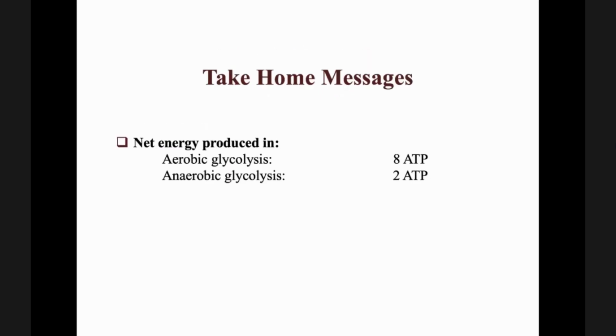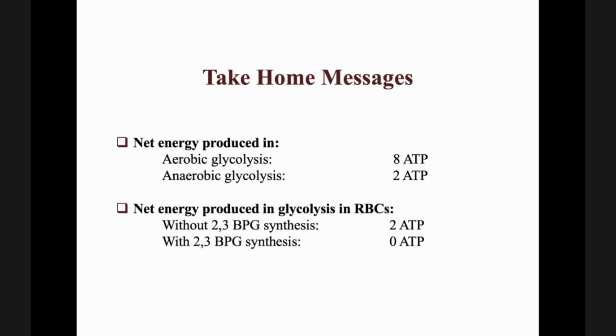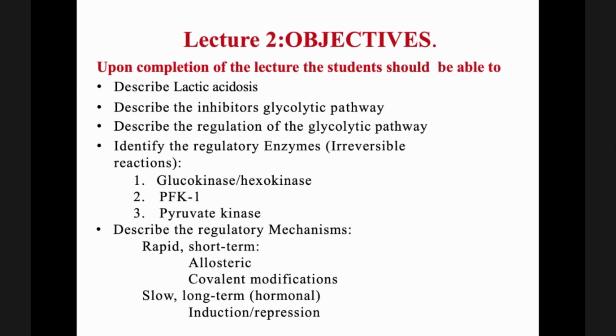So the take-home message is that the aerobic glycolysis will have 8 ATP, and the anaerobic glycolysis will have 2 ATP. The net, however, in the red blood cells, without the synthesis of the 2,3 bisphosphoglycerate, we will have 2 ATP. However, with the synthesis of 2,3 bisphosphoglycerate, we will have only 0 ATP. Okay.